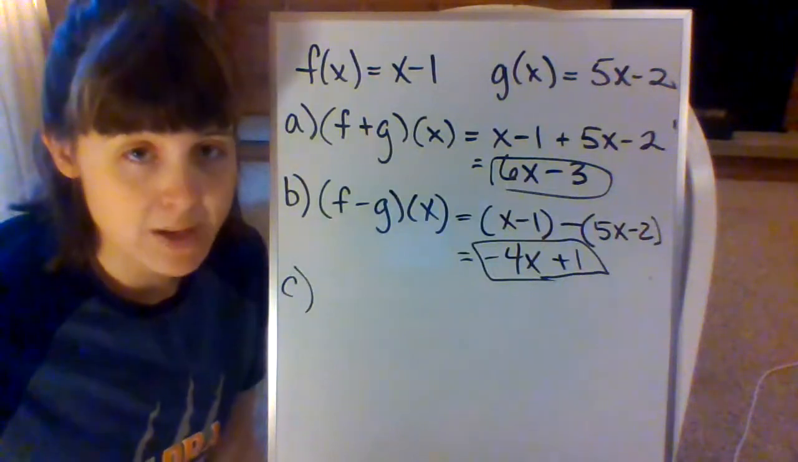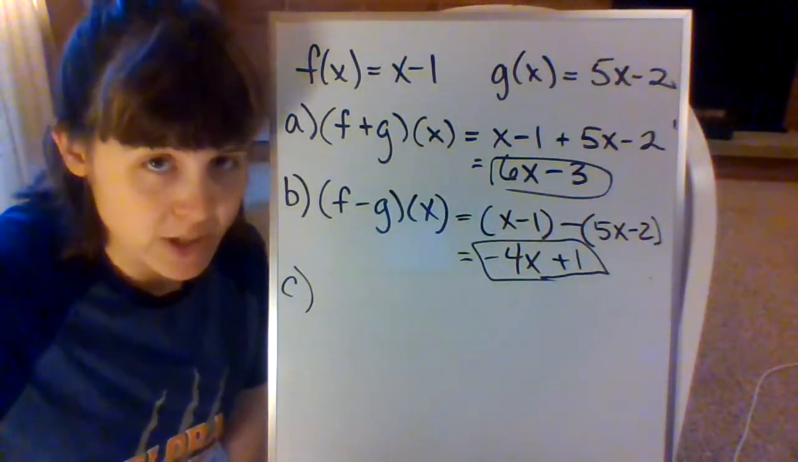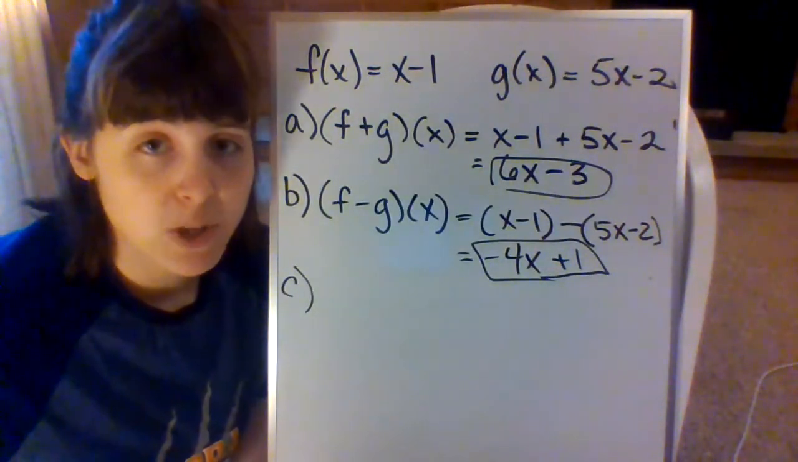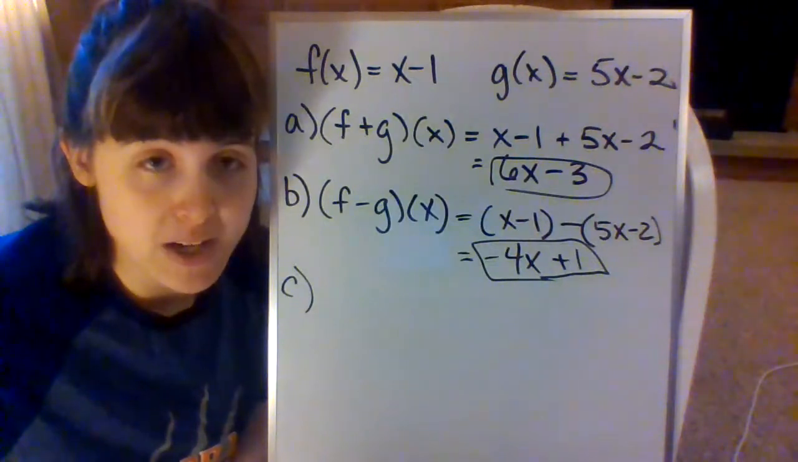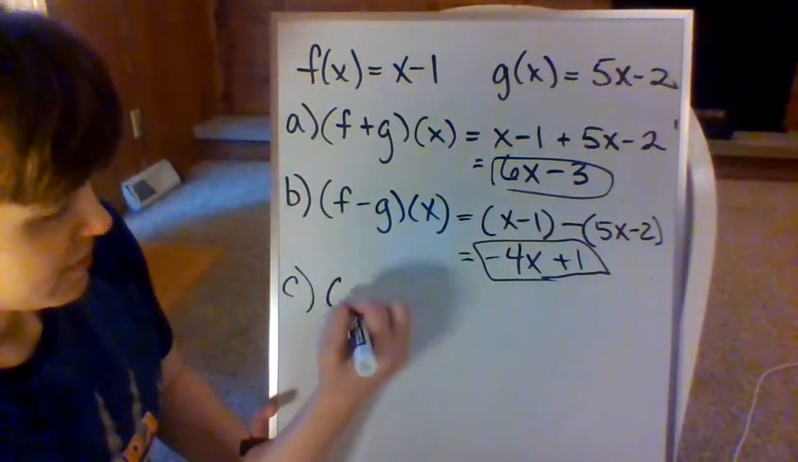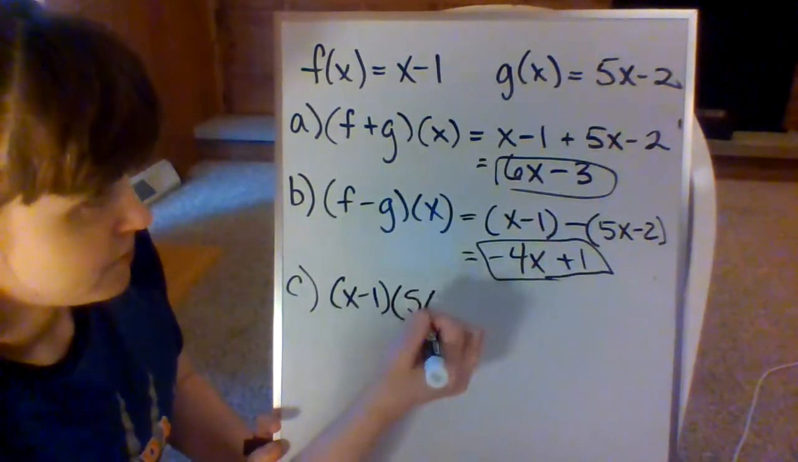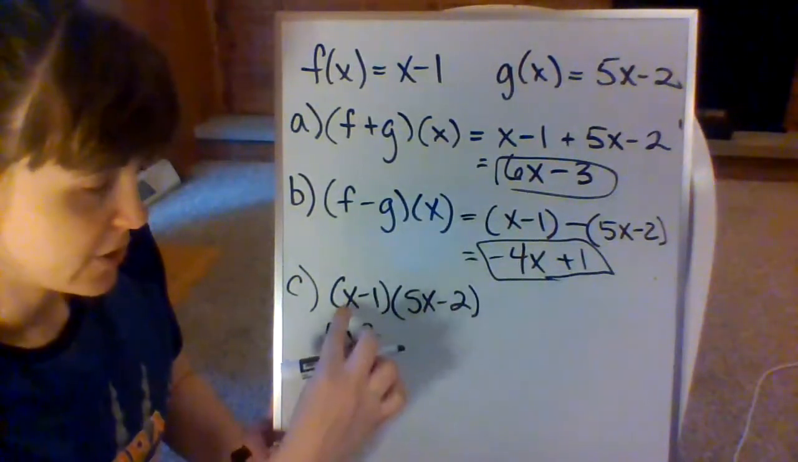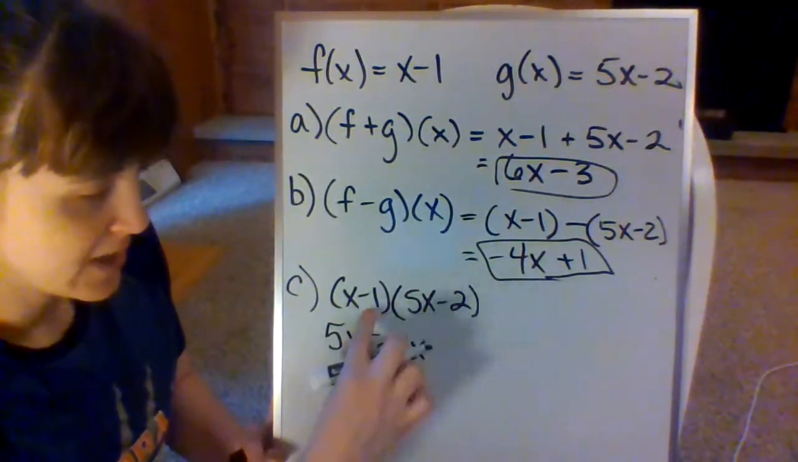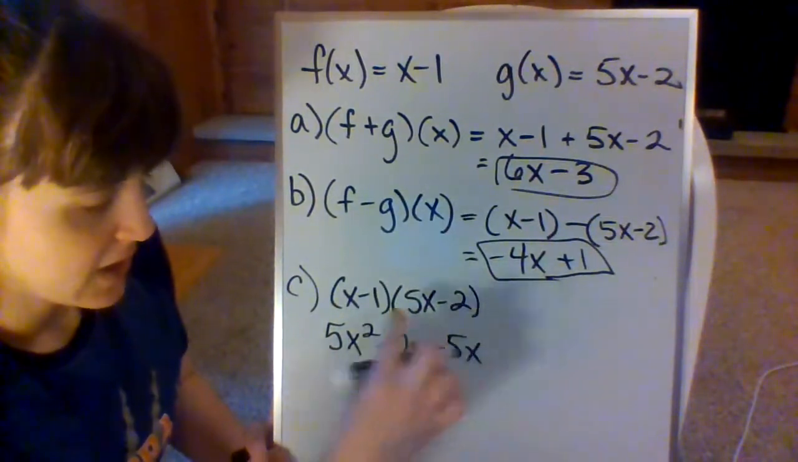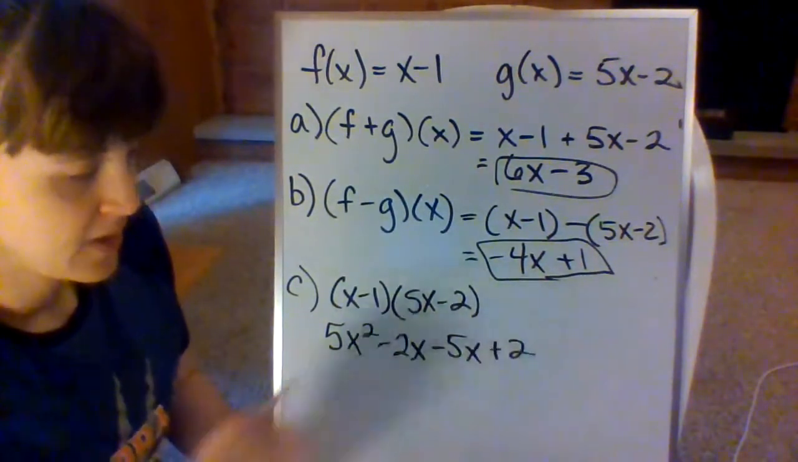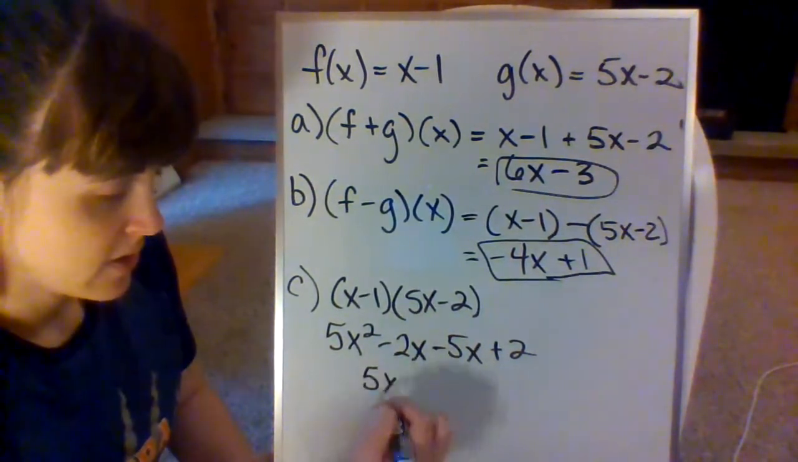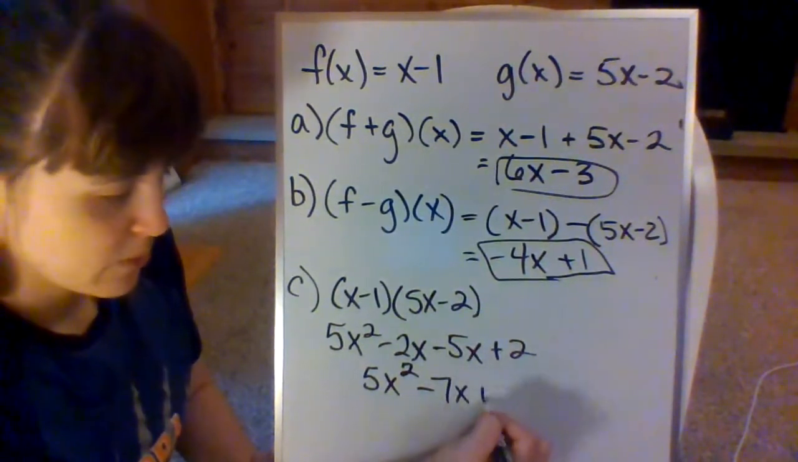Alright, part C, we're going to multiply them. Now, these are binomial expressions. This has two terms, that has two terms. That's what binomial means. So, we're going to multiply them, and we're going to use our good old friend, the FOIL method. Okay, so first is 5x squared, outer is negative 2x, inner is negative 5x, and last is plus 2. So if you combine your like terms there, we're going to have 5x squared minus 7x plus 2.